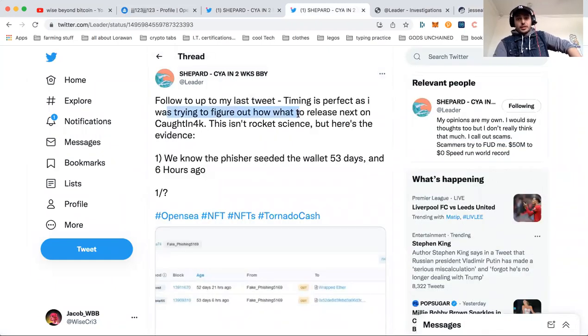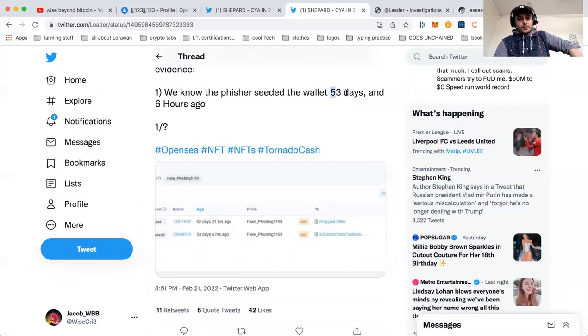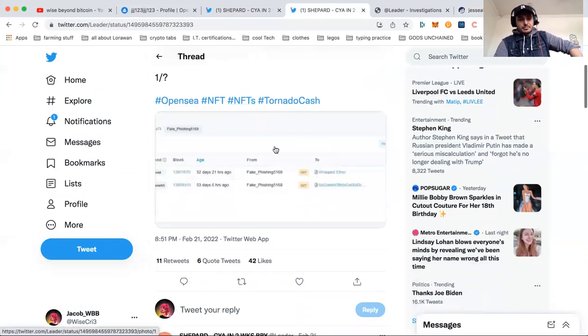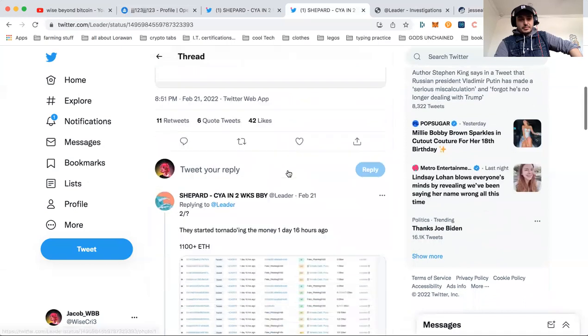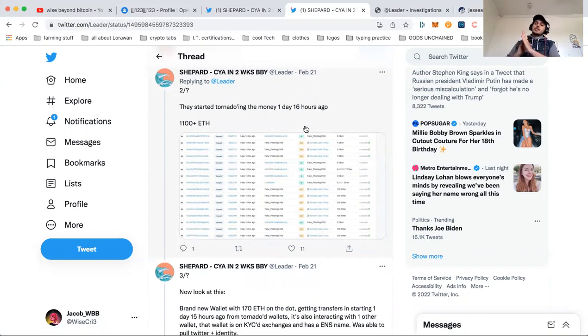So to follow up on the last tweet, before he released it in Cotton 4K, the Fisher had seeded the wallet for 53 days and 6 hours, right? And so we can see that here. They started using a Tornado Cash tumbler with the money 1 day and 16 hours ago. And we can see the money going in. We don't get to tell what money is coming out directly.